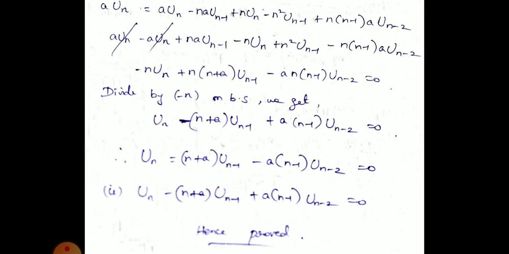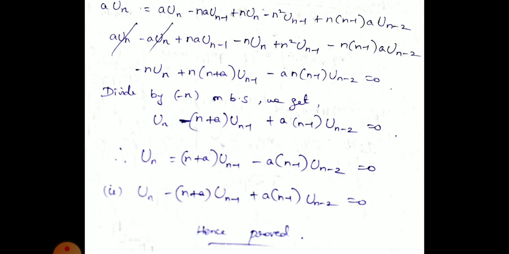So u_n and minus u_n get cancelled, so the remaining terms: minus n u_n plus n into (n plus a) u_{n-1} minus a into (n-1) u_{n-2} equal to 0. Now we are having the minus n on this side, so divide by minus n on both sides, so we will get u_n minus (n plus a) u_{n-1} plus a into (n-1) u_{n-2} equal to 0. Now we need the value of u_n, so take u_n equal to (n plus a) u_{n-1} minus a (n-1) u_{n-2}.